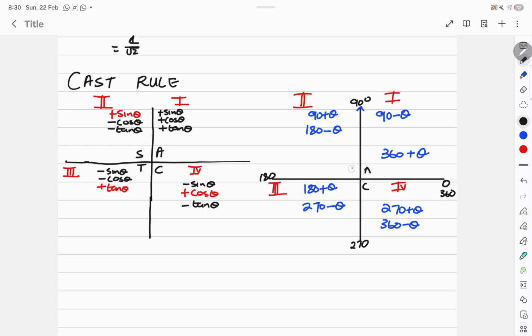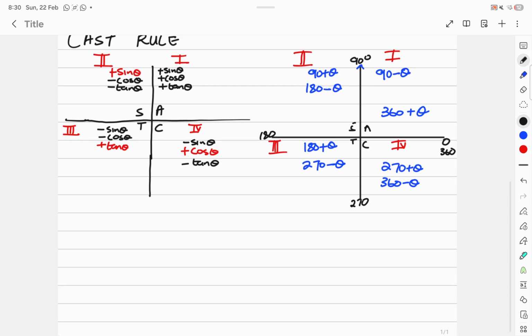All right, now this is what you are having. Remember, you still have your CAST. Now it means 180 minus, I'm talking about quadrant number 2. 90 minus, I'm talking about quadrant 1. 180 plus, I'm talking about the third. 360 minus, I'm talking about the fourth quadrant. That's basically what I'm speaking about.